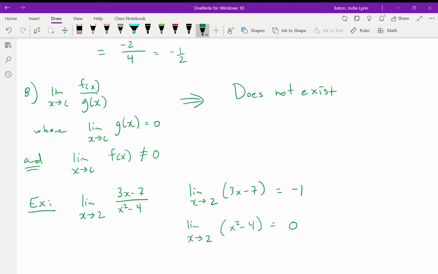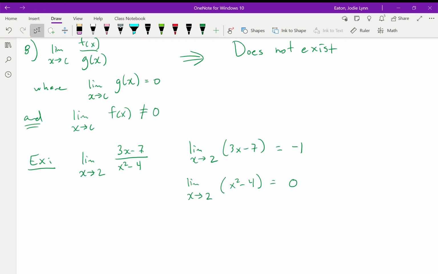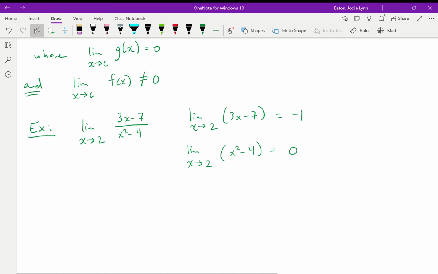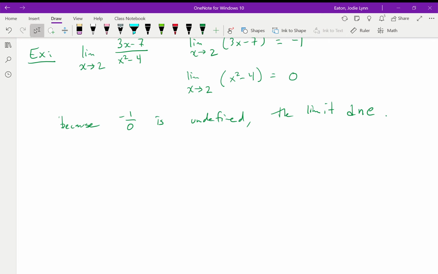Notice I'm not putting these in a fraction, and the reason is because we can't say that something that does not exist is equal to something else that does not exist. So this is going to be undefined because we would end up with a negative 1 over 0. So we say that because we have a 0 in the denominator and not in the numerator, because negative 1 over 0 is undefined, the limit does not exist. Okay, so that limit does not exist. I'm happy if you want to abbreviate does not exist as DNE.